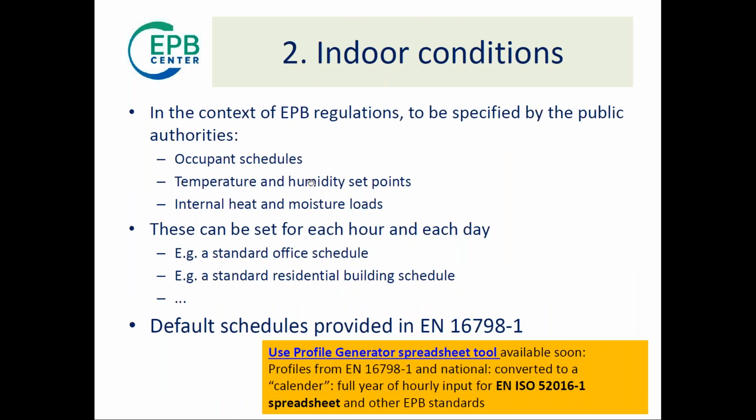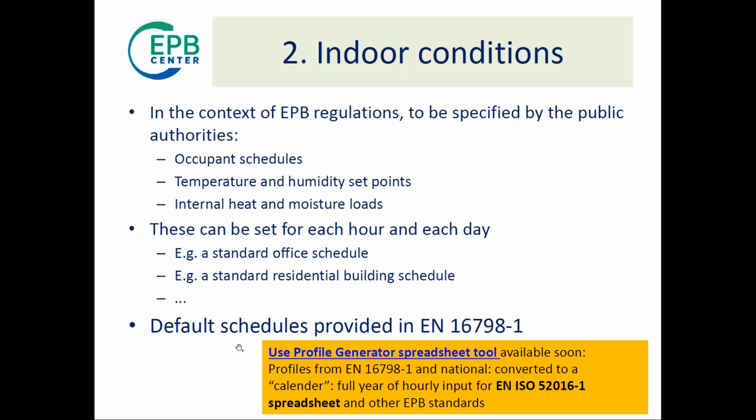And okay, then we go to the next one, indoor conditions. So in the context of EPB regulations, the indoor conditions are typically specified by the public authorities, which means they say for a specific building type or space type, what are the occupant schedules you use for a comparison to get comparable results, and the temperature, humidity set points, and internal heat and moisture loads. So these can be set for each hour and each day as input for energy need calculation for different types of buildings. And default schedules are provided in EN 16798 part 1, as Jaap also already mentioned.